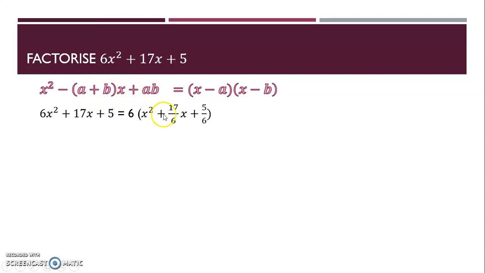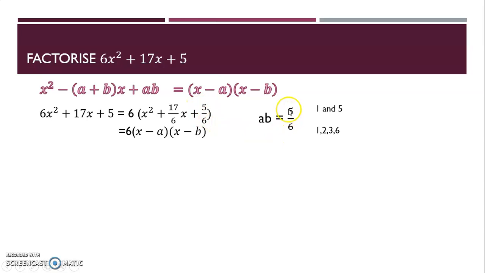Now what do we have to do? Whatever is in this bracket, we have to find out the factors of that polynomial inside the bracket. Now we have a + b, and a + b here is 17/6 and ab is 5/6. So this is of the form 6(x − a)(x − b). So we are trying to find out what this a and this b are.